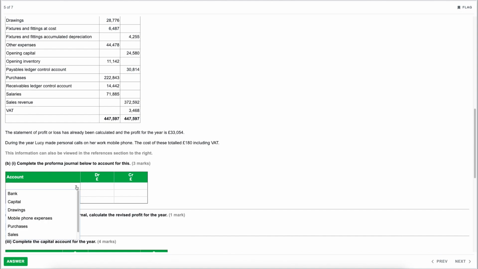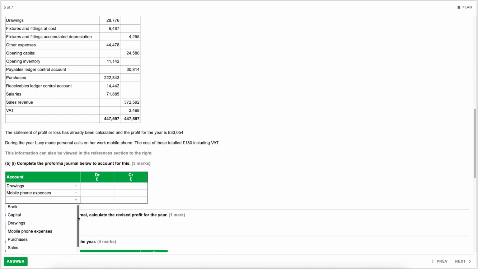So let's have a look what we've got. So we've got drawings, we've got mobile phone expenses, excellent, and where's VAT? There we go, right at the bottom. Okay, so we've got our three accounts. We now need to think about how it would affect each of these accounts. So we know to increase drawings, we need to debit it. So we would debit drawings for the full amount of £180.